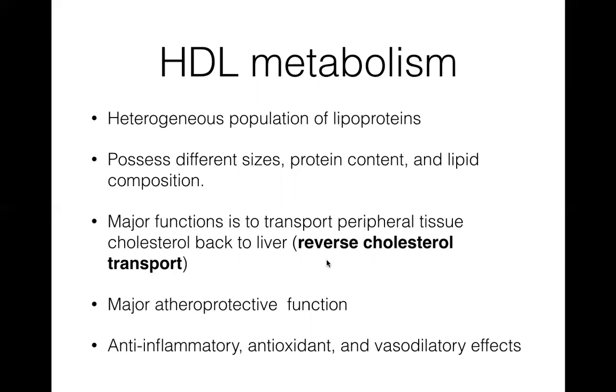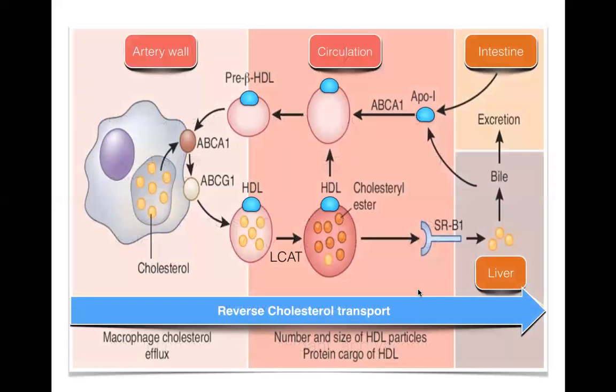Because of this function, HDL has a major atheroprotective function. It also has anti-inflammatory, antioxidant, and vasodilatory effect. So in other words, it really protects a person from the risk of coronary heart disease. The catabolism of HDL is summarized in this illustration. There are 2 organs that produce HDL, namely the small intestine as well as the liver.